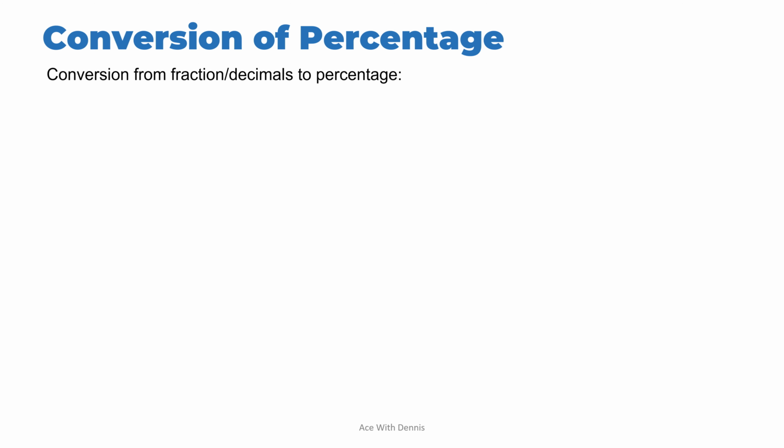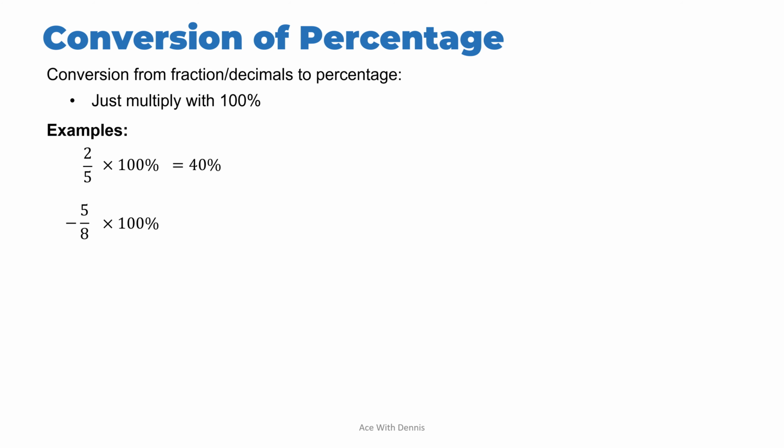Conversion of percentage. How can we convert from fraction or decimals to percentage? Very easy. We just need to multiply by 100%. Here are some examples. 2 over 5. To convert to percentage, we just multiply by 100%. Then simplify, we get 40%. Similarly, negative 5 over 8 times 100% will give us negative 62.5%.